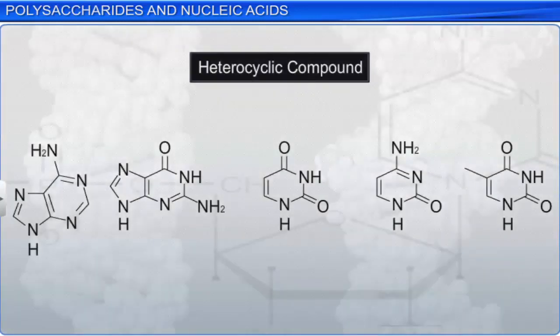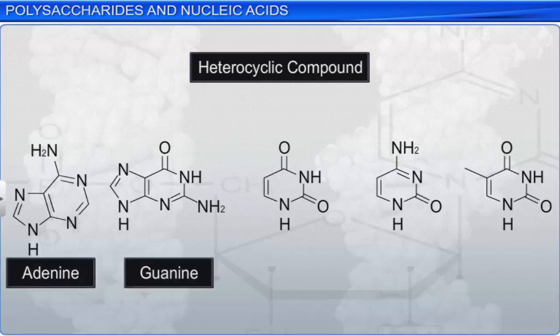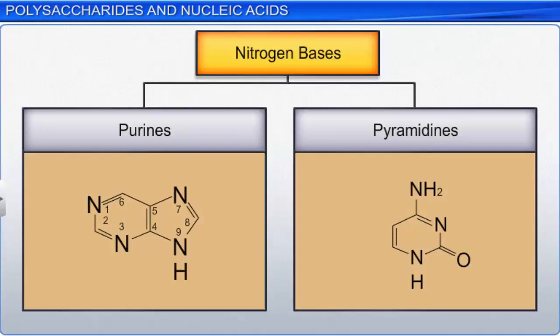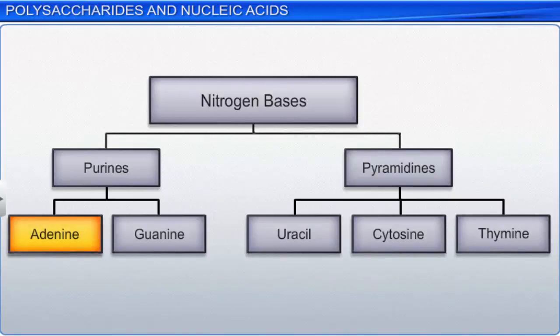The skeletal heterocyclic ring compounds are actually nitrogenous bases such as adenine, guanine, uracil, cytosine, and thymine. There are two types of nitrogen-containing bases, namely purines and pyrimidines. In a purine, 6-member and 5-member nitrogen-containing rings are fused together. Pyrimidines, however, have only a 6-member nitrogen-containing ring. Therefore, adenine and guanine are substituted purines, while uracil, cytosine, and thymine are pyrimidines.